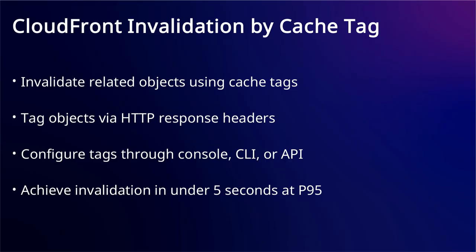You can tag cached objects by including a header in HTTP responses with comma-separated tag values. When you need to refresh content, you invalidate all objects sharing a tag in a single request. You configure the header name through the CloudFront console, CLI, or API, and assign multiple tags per object for granular control. Invalidations propagate in under 5 seconds at P95, with complete status reporting in under 25 seconds at P95.